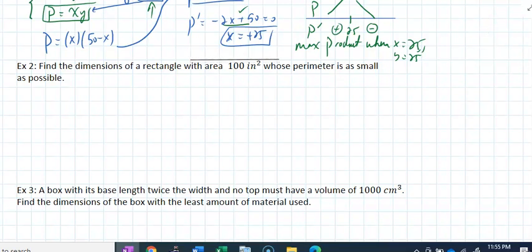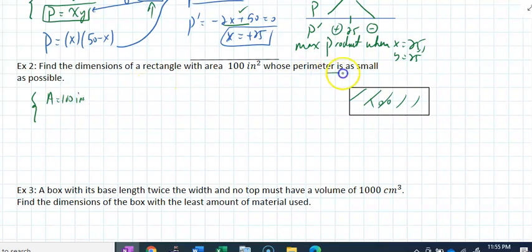Here's a second problem. So again, you gotta just adjust to what they're asking and come up with the equation. Find the dimensions of a rectangle. We have one of these rectangles. The area is 100 square inches, whose perimeter is as small as possible. Perimeter is twice L plus twice W, and area is length times width. Again, perimeter is as small as possible.